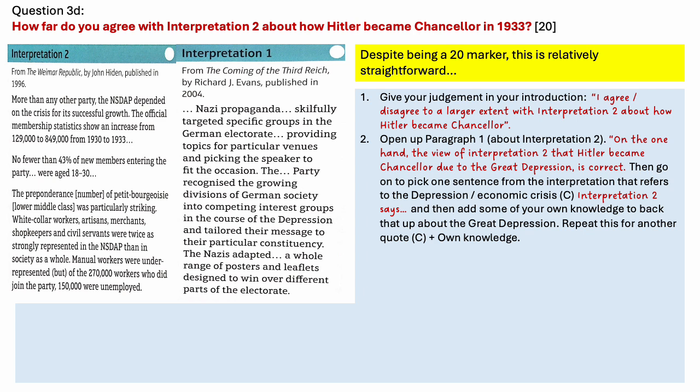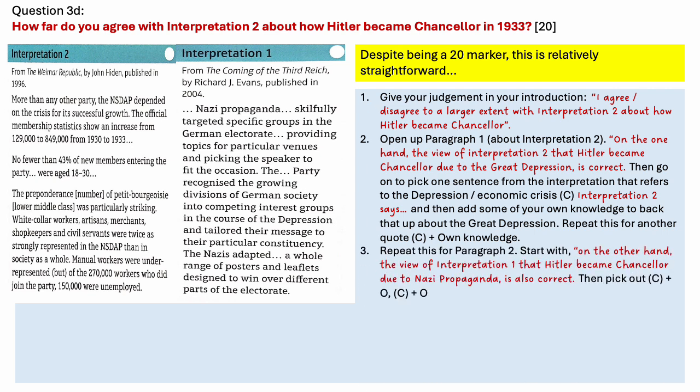Obviously it's worth 20 marks, so you probably do want to be bringing in a little bit more on knowledge in this. But make sure you bring quotes in. The quotes are more important because it's asking you about interpretation 2 and 1. It wants you to use the interpretations in your answer. That's more important than the knowledge in this case. But try to make sure your paragraph is quite good with quotes and own knowledge about all the things you know relating to the Great Depression and how it helped Hitler become Chancellor.